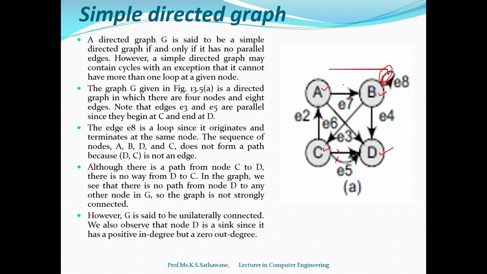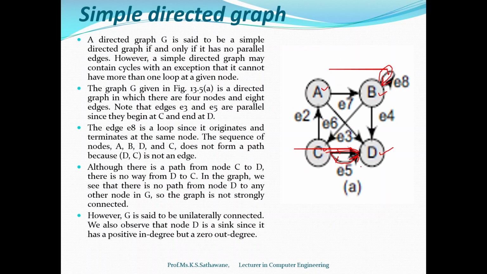Okay, the sequence of nodes A, B, D and C does not form a path because there is no edge between D and C. There are 2 edges from C to D, but there are no edges from D to C. Although there is a path from C to D, there is no way from D to C. In the graph, we see that there is no path from node D to any other node in G. So the graph is not strongly connected. Okay. However, G is said to be unilaterally connected.